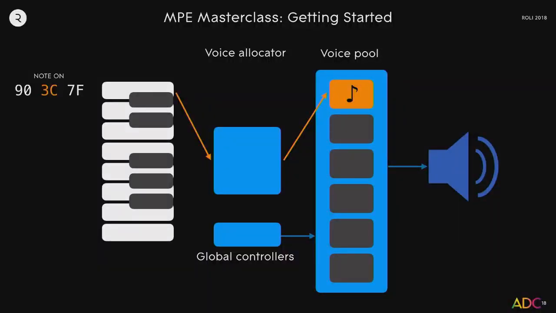So we get a note on. We can see there that's a middle C on our keyboard. It hits the voice allocator, which chooses one of the voices, and it's now bound voice number one to that middle C, such that when we get a note off, it can kill it. Great, that's your basic model for voicing in a synth there.